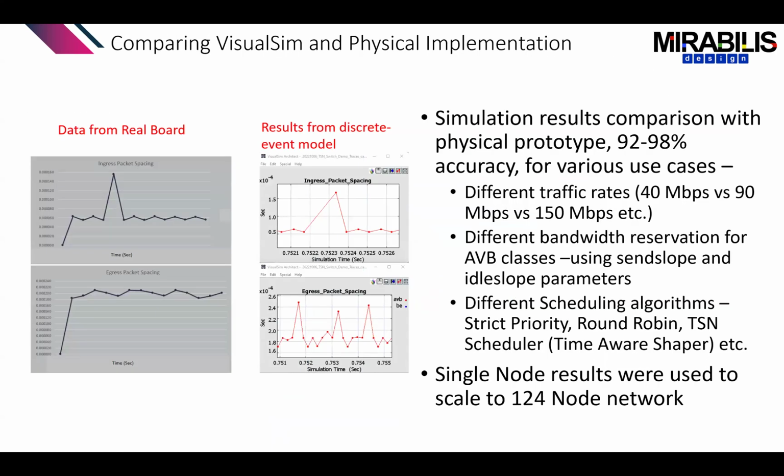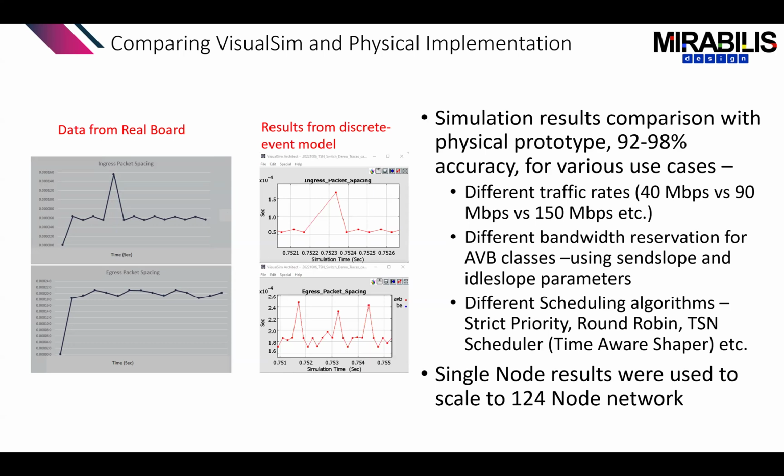Now, one of the questions that always comes up is, system level modeling is very early in the design process, so how do I know it's all correct? The only way you really know is to create a baseline. In this case, we created a baseline where we compared the results from an existing system with the VisualSim model. We looked at packet spacing, at the ingress and egress side, and compared the results.